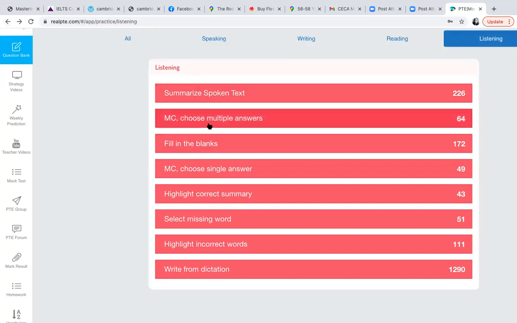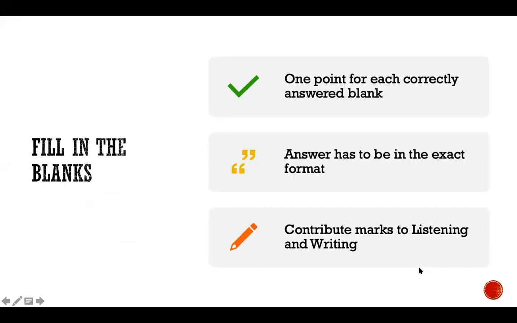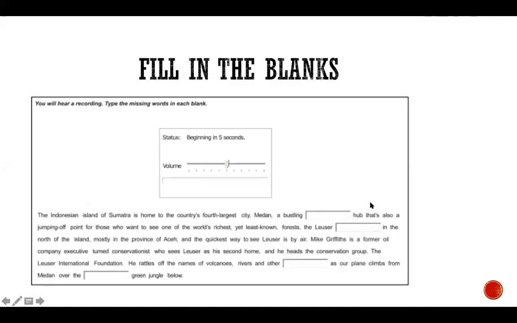Now, if you can look at the next type of question, like I told you, that's the fill in the blanks question. So I'll bring up the PowerPoint once again. So the next question type is fill in the blanks question, and this is how you're being scored for it. Each blank that you answer right carries a point to listening and a point to writing. So you have to fill it in the exact order. It contributes points to listening and writing.